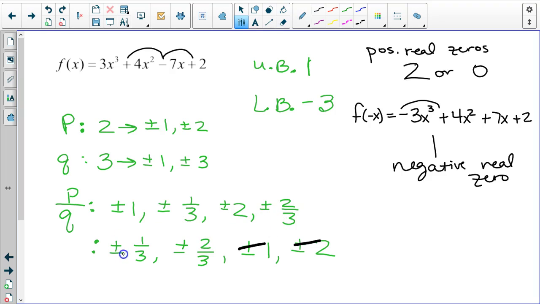We definitely have a negative real zero, but again, it may be irrational. So if you try negative 1/3, negative 2/3, negative 1, negative 2, and none of them work, don't think you made a mistake. It just could be irrational, okay?